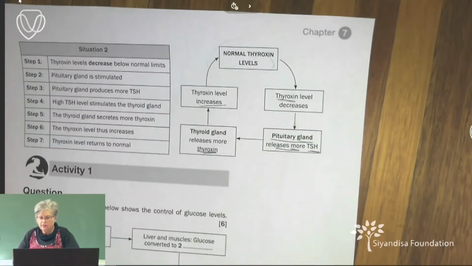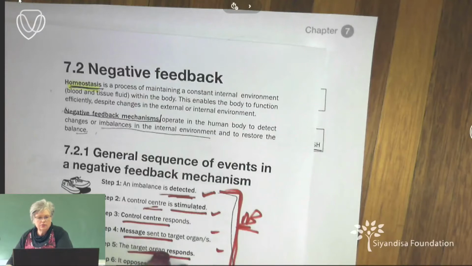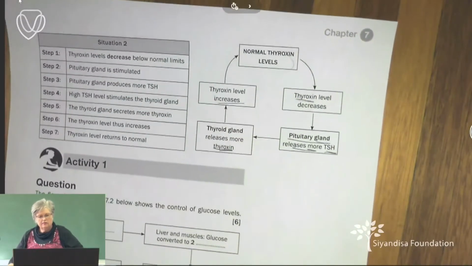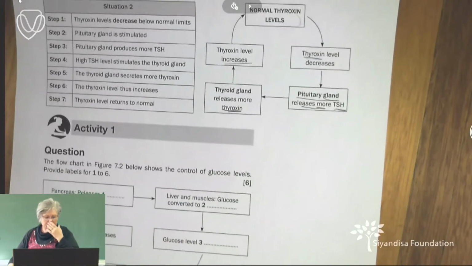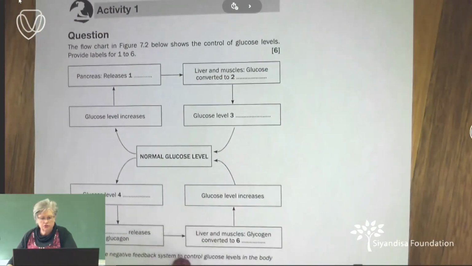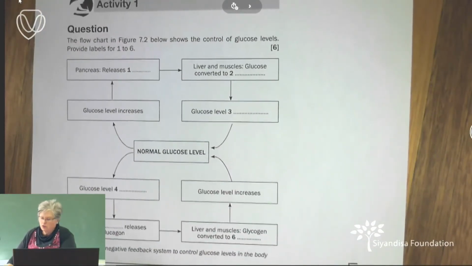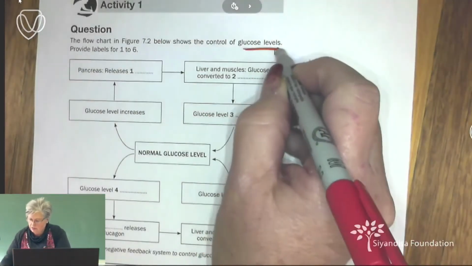What is difficult here, or what makes it difficult for students, is that they don't know, of the two hormones that play a role, which one is the control center and which one is the target organ. Very, very important. Okay, the next one that the CAPS syllabus says we must do is that we must look at the glucose levels.